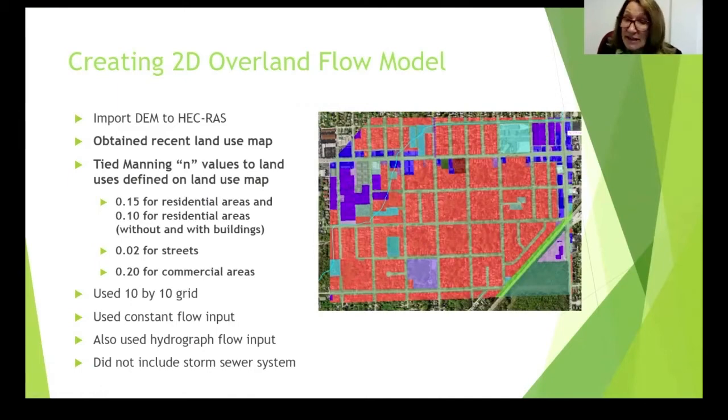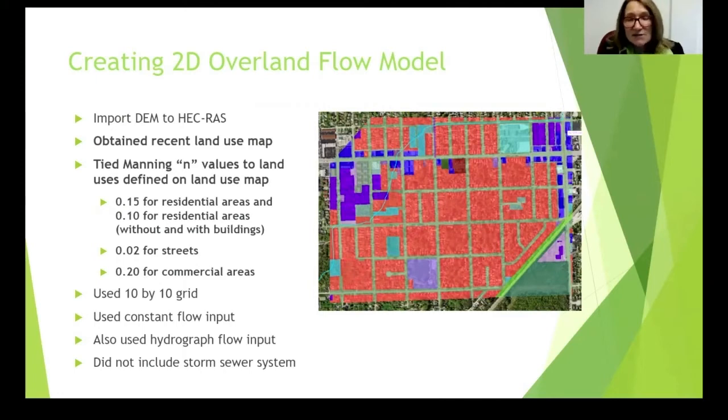We used a 10 by 10 grid system for the cells that we used. And I think many of you, of course, are aware that the 2D model actually has water moved from cell to cell in different directions. And so we used a 10 by 10 foot grid for those cells.